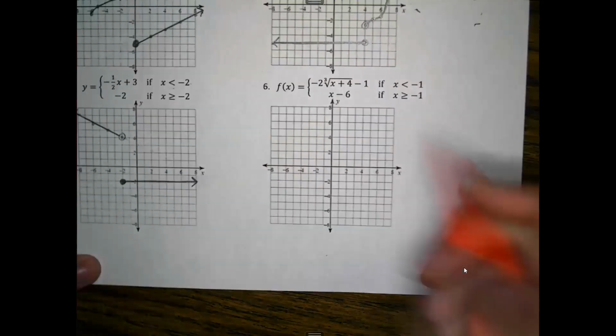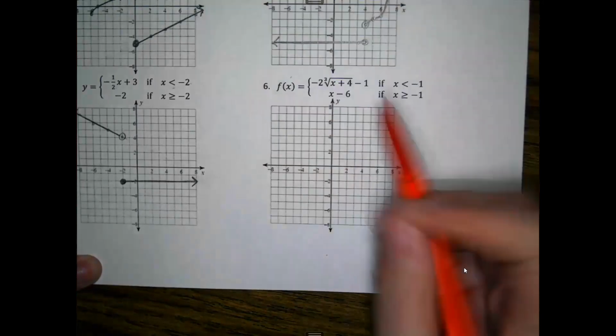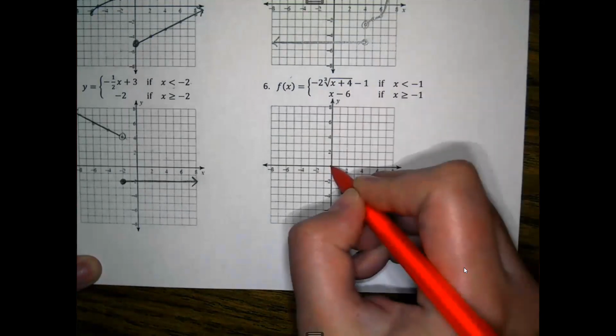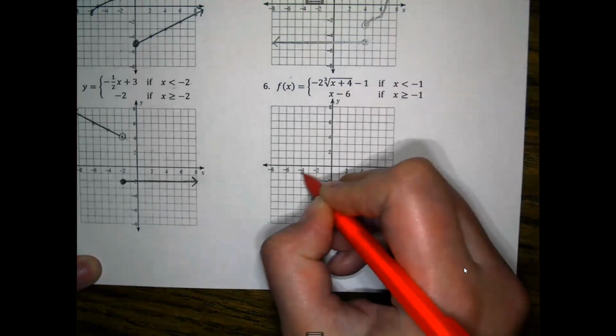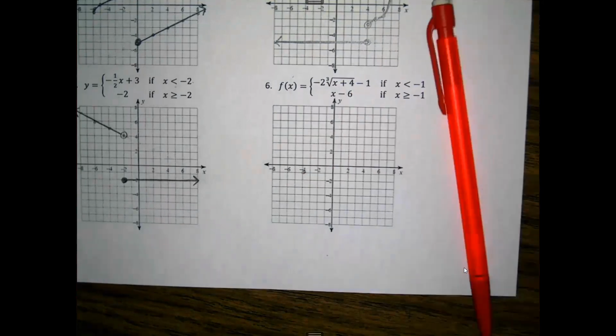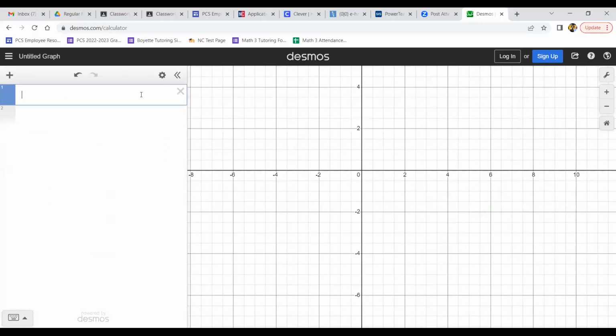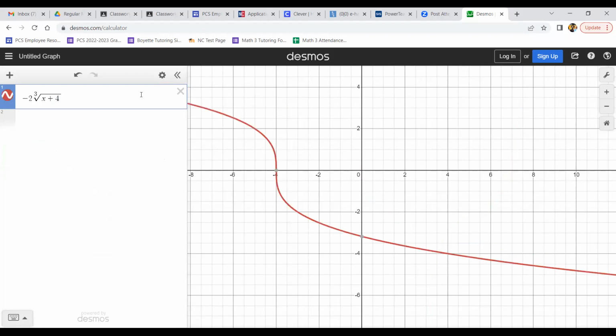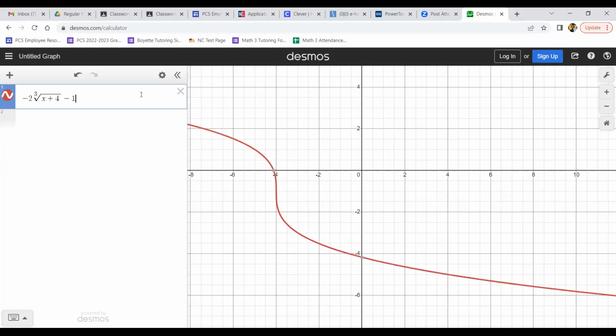Okay, last one. We have a cube root. So I can see that my cube root has a locator point of -4, -1. Left 4, down 1. So I'm definitely going to be looking for that on the table. So let's type this into Desmos. So I've got -2 in the front. Then I'm going to type cube root CBRT x plus 4. I'm going to hit the right arrow to get out of this radical. Now I've got a -1.